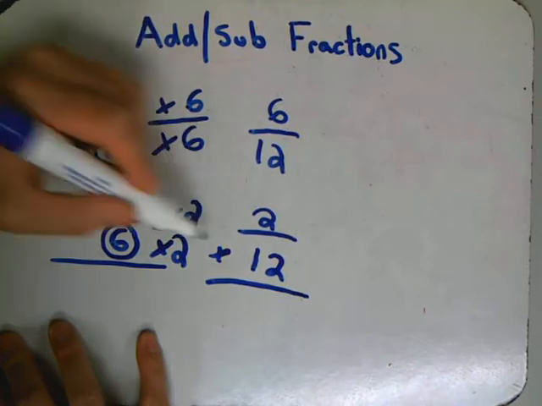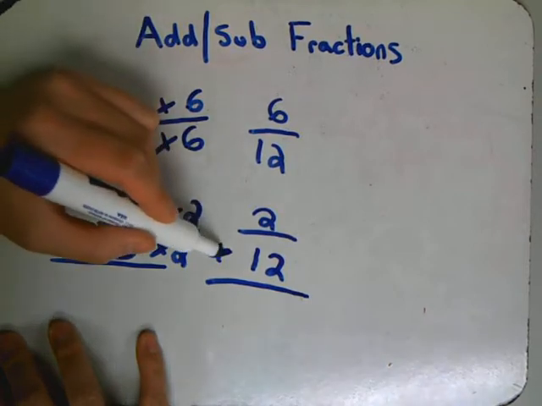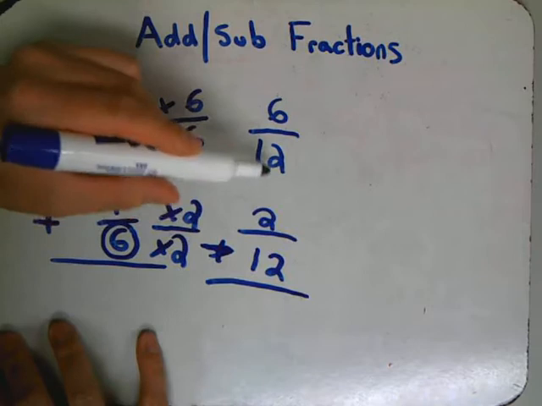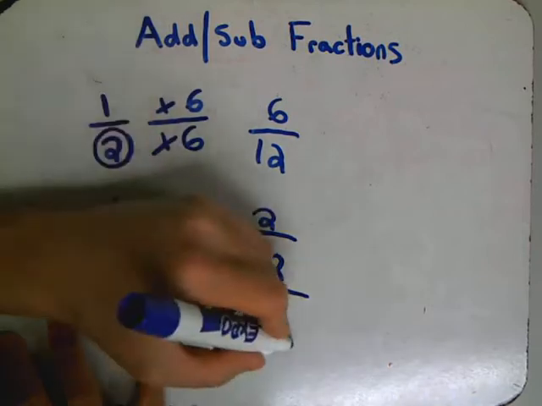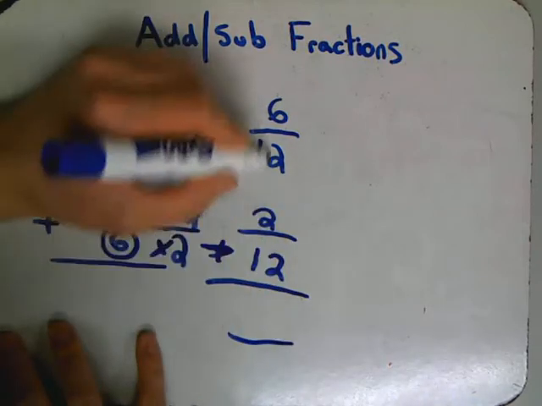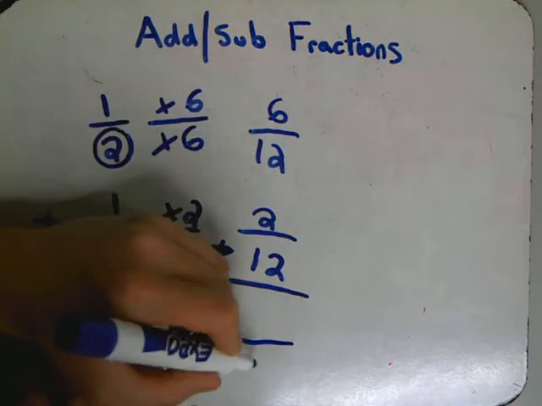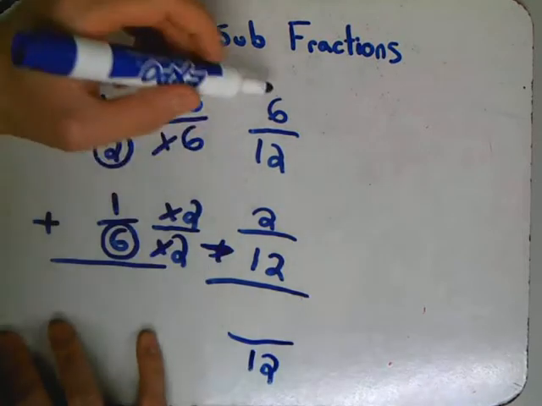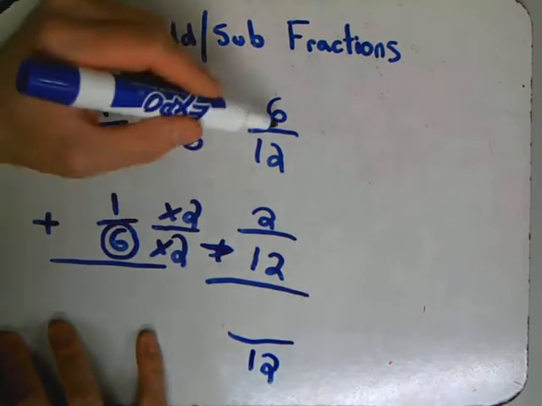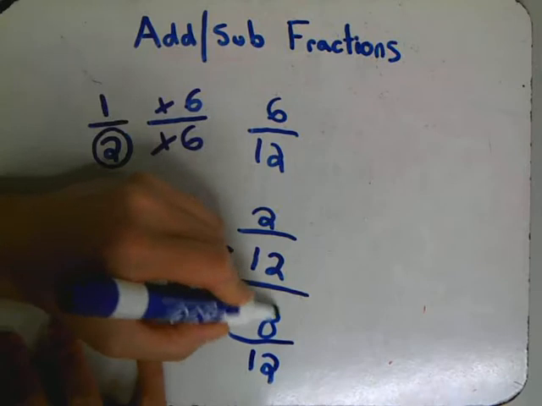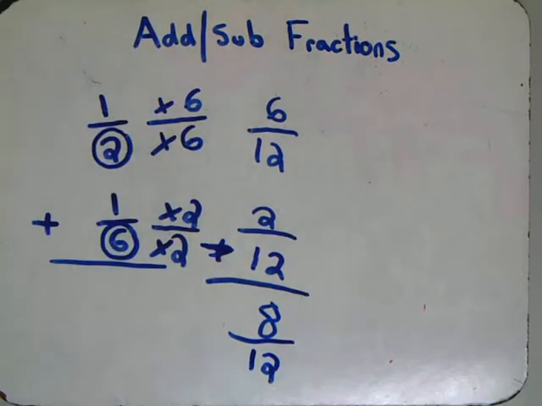I carried over my operation, addition, which I wrote right here. Now I'm going to add 6/12 plus 2/12. I have like denominators. The 12 and the 12 are the same, so I can go ahead and drop the denominator. And I know that 6 plus 2 equals 8. 8/12. Now, you wouldn't get full credit for this answer. Why? Because it's not in simplest form. You need to take the 8/12 here, and you need to simplify it any way that you would like.